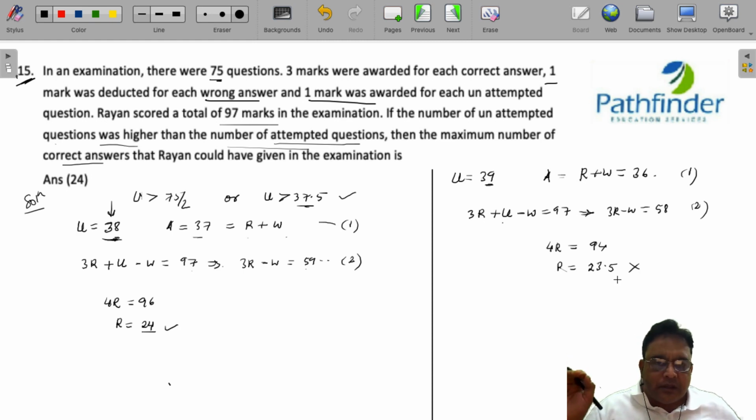to be an integer. But you can see that the moment I increase the number of unattempted questions, the value of right questions declined from 24. So this has to be the highest number of right answers that Ryan would have got.